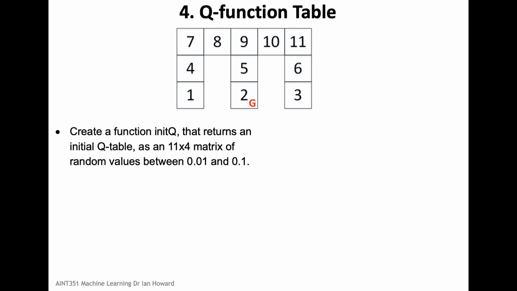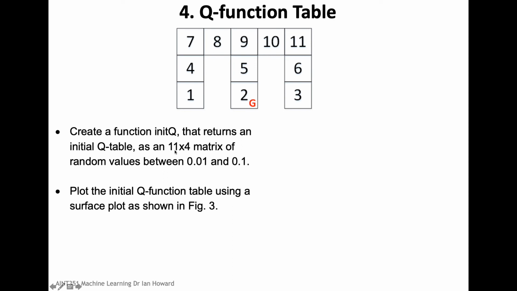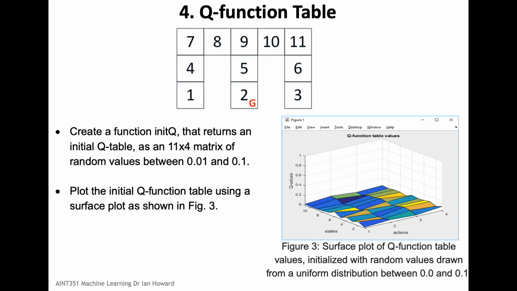Q function table. In this particular instance, a Q-table is going to be a table of the states, and for each state, all the actions you can take for it. Clearly, in this case, we've got 11 states, and each state has 4 actions, north, south, east, and west. Therefore, it's going to be an 11 by 4 matrix. To start with, let's randomly set it to some values, in this case between 0.01 and 0.1. You can use your knowledge of uniform distributions and setting the minimum and maximum in order to do that. Then plot it just to get a feeling for what kind of values you're getting.